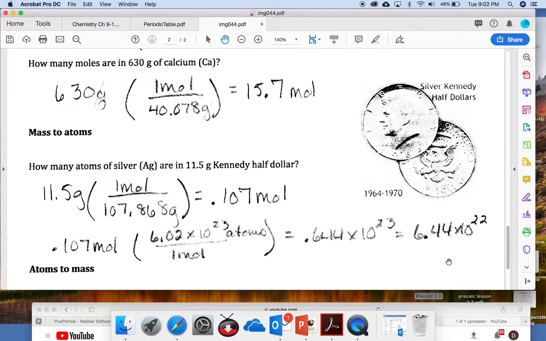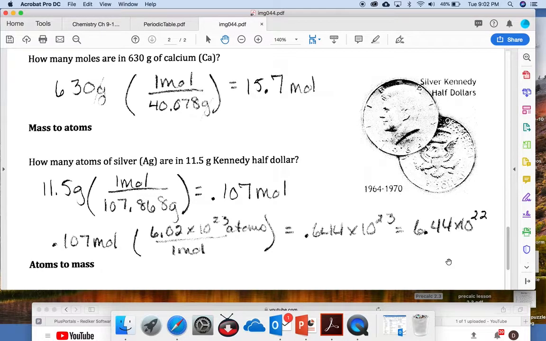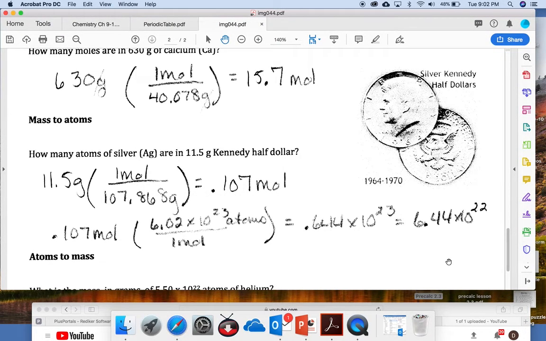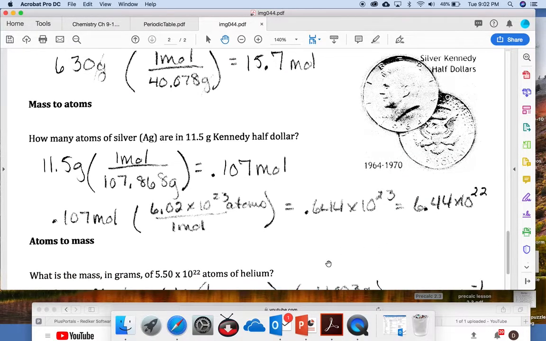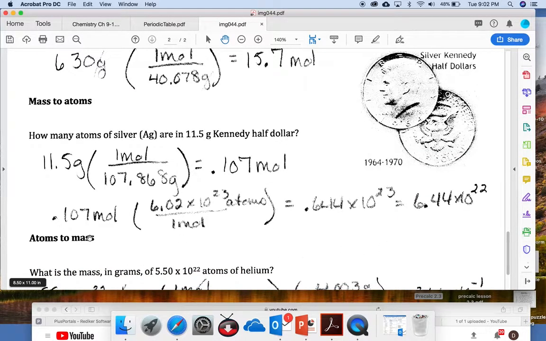Now let's try another one, atoms to mass. Let's say we know how many atoms we have, and we want to calculate its mass. Again, there's no direct conversion from atoms to mass, and we're going to have to do a double conversion. And I did this one a different way so you can see both examples. In this first example with the Kennedy half dollar, I changed grams to moles, and then I did another conversion, moles to atoms.